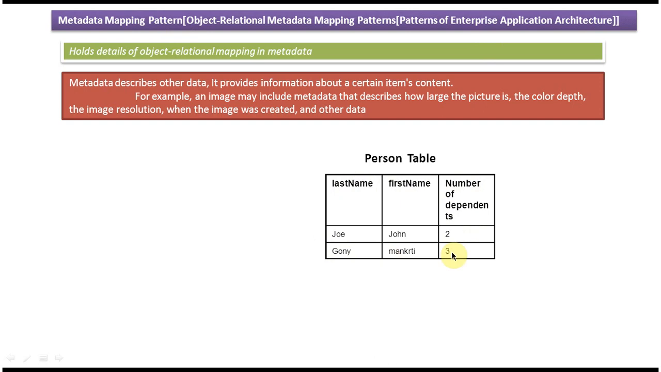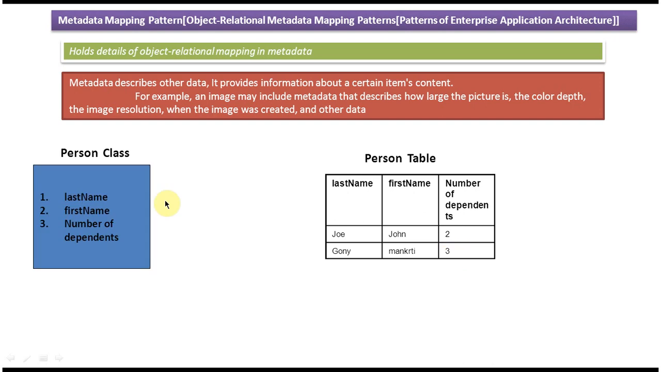And how can we define a class for this corresponding table? So the person class will look like this, and it has three fields: last name, first name, and number of dependents. Last name maps to last name of the person table, and this first name maps to first name of this person table, and the number of dependents maps to number of dependents of the person table. And you can see the mapping here.